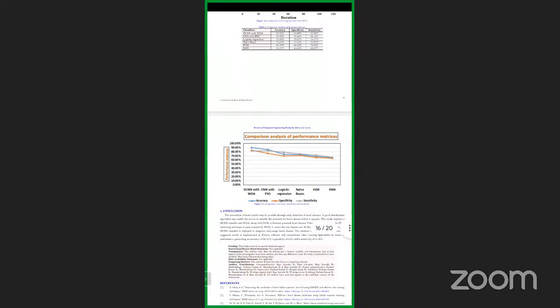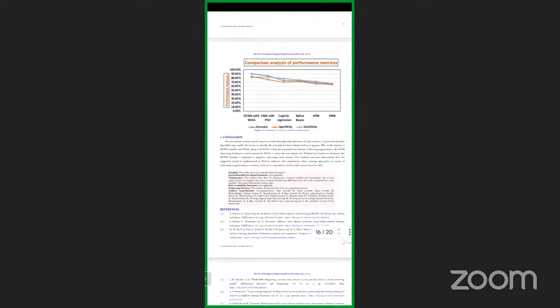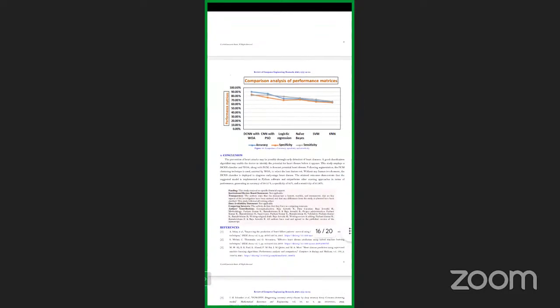Next comes the conclusion part. The conclusion should give a clear view of the work, what things we have done, and mainly it should focus on the outcome. It should say what your work does and what outcomes were obtained, and mainly numerical outcomes have to be added in the conclusion part. Adding numerical outcomes is very important.